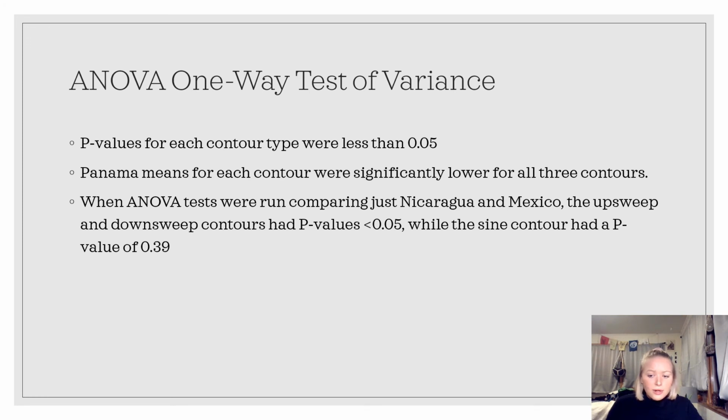So I wanted to see what would happen if I just compared Nicaragua and Mexico. So I took Panama out of the running and just compared Nicaragua and Mexico, and found that the upsweep and downsweep contours both resulted in means having p-values less than 0.05, while the sine contour had a p-value of 0.39.